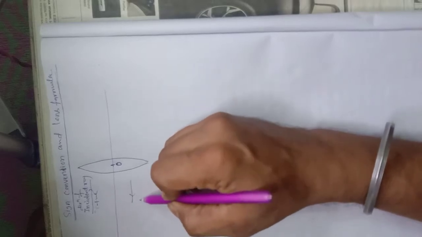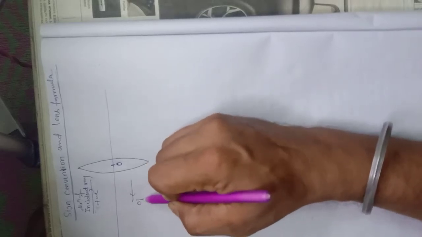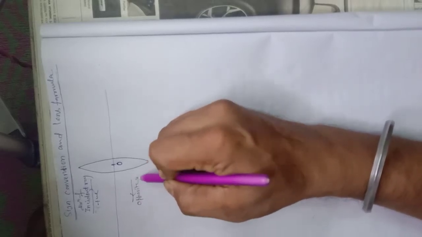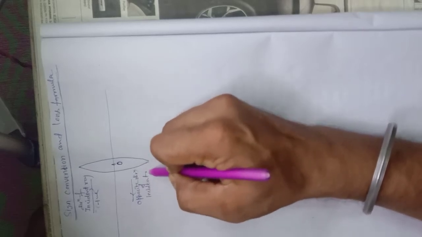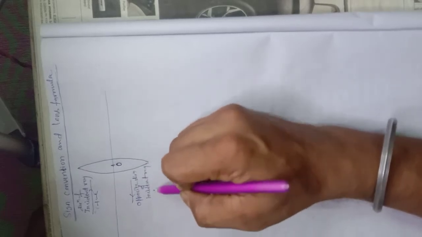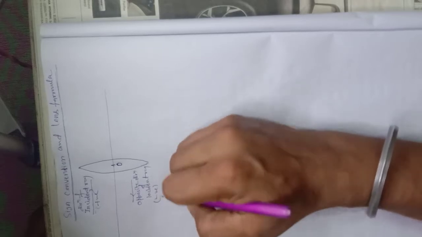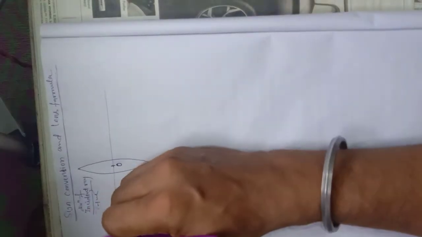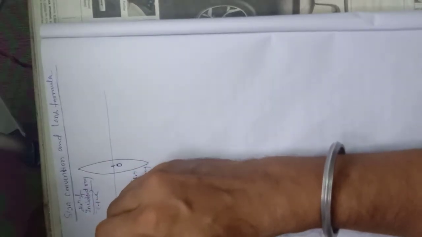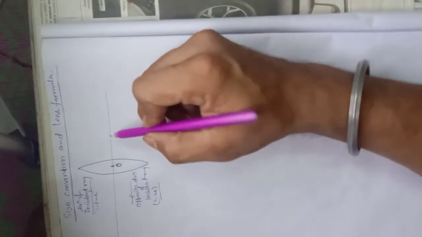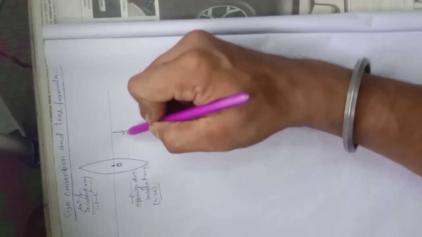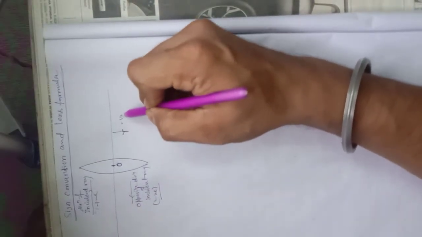If you take the distance in the opposite direction of the incident ray, that means the distance should be negative. And when you measure a height upright of the principal axis, you consider the height positive. If you consider the downside, then the value should be negative. So it's a sign convention.